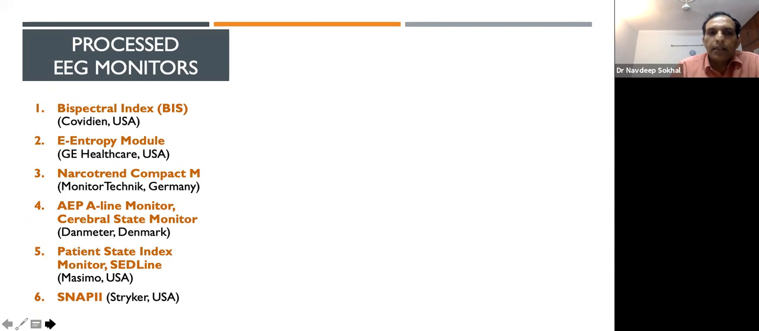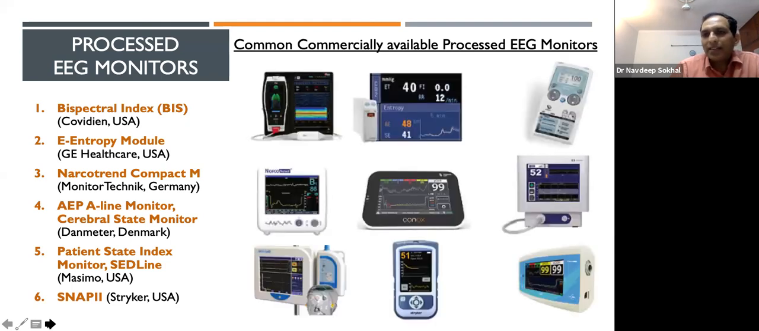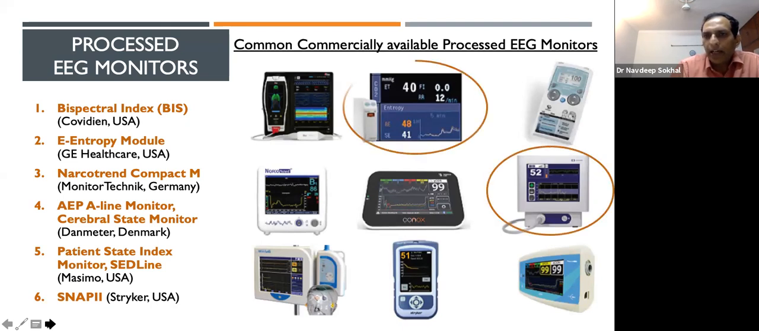As you can see here, this is the bispectral index, then entropy, Narcotrend, an auditory evoked potential monitor called the A-line monitor, then the patient state index, Z-line, which we all know, and SNAP2. These are from various companies. These are the various monitors available in the market, and many more are there which I have not placed here. Today, I am going to talk about these three monitors: one is the BIS, the second is the entropy, and third is the Narcotrend.